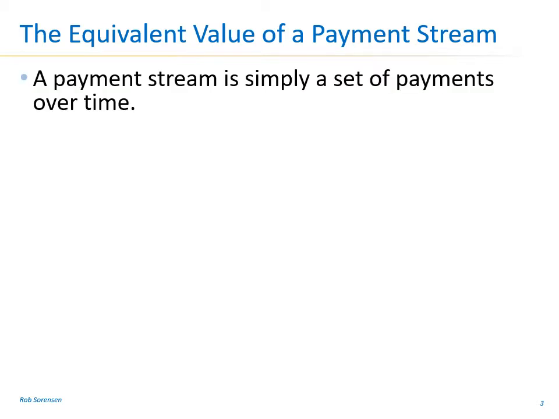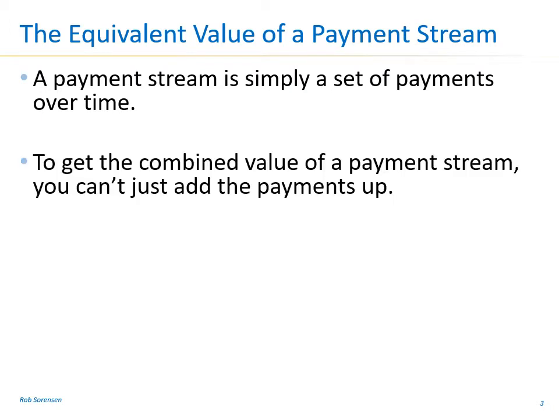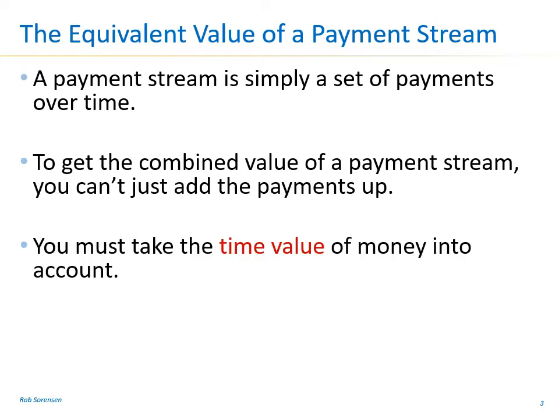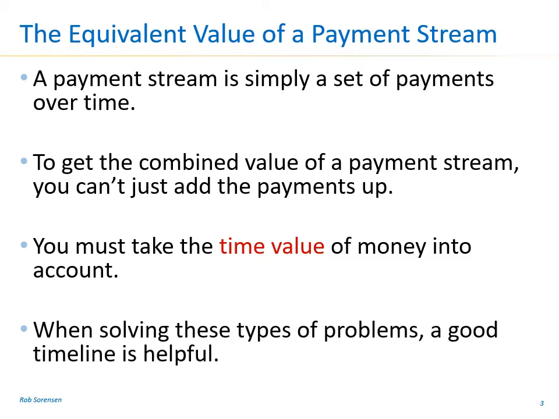So a payment stream, you recall, is just a bunch of payments over time. And if we want to get the combined value of them, we can't simply add them up because that wouldn't take interest into account, would it? So we have to look at the time value of the individual amounts before we add them up. That really means either adding or discounting interest as appropriate to a common timeline or a common focal date. And to do that, a good timeline is really helpful.